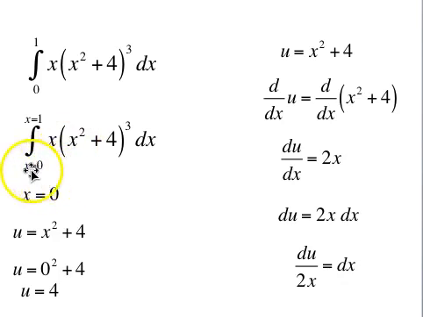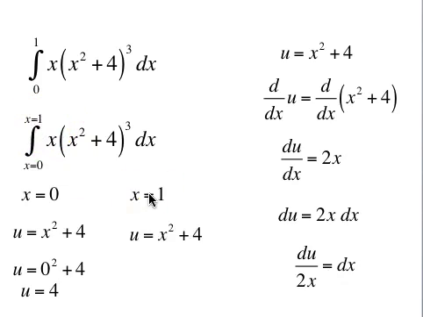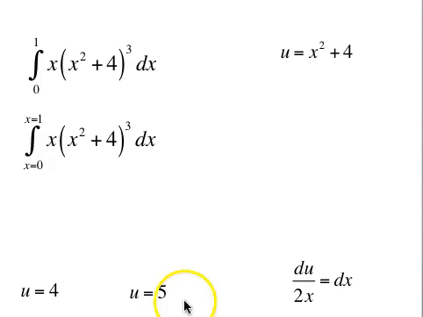So my starting point here where x is 0, I'm going to rewrite as u is 4. Now if x is 1, again, u is x squared plus 4. Plugging in the 1, we're going to get u is 1 squared plus 4, or 5. So u is 4 at the lower endpoint, u is 5 at the upper endpoint. u is x squared plus 4, and du divided by 2x is dx. That gives us enough to make all the substitutions, and hopefully we'll have an integral that is just in u.